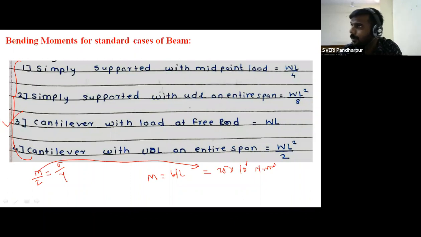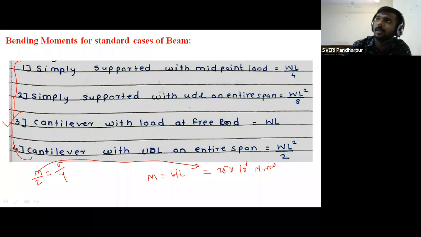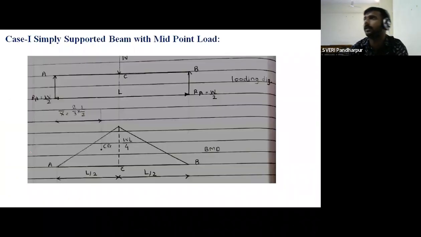Okay. So these are the four standard cases and their formulas of the moments, which are important to solve the derivations. Okay. So now we'll take case number 1. Put the title and draw the figure. Case number 1, simply supported beam with midpoint load.